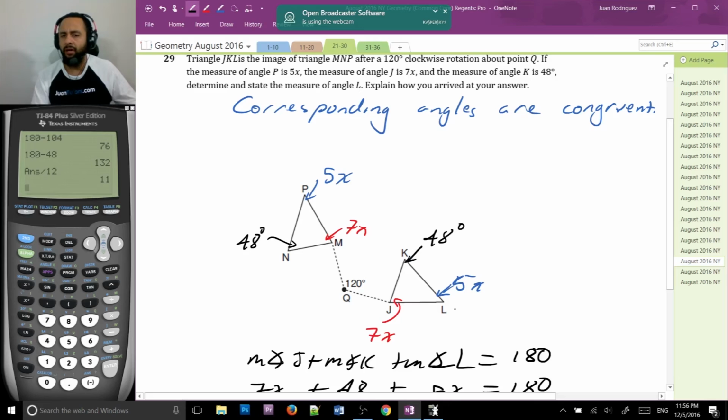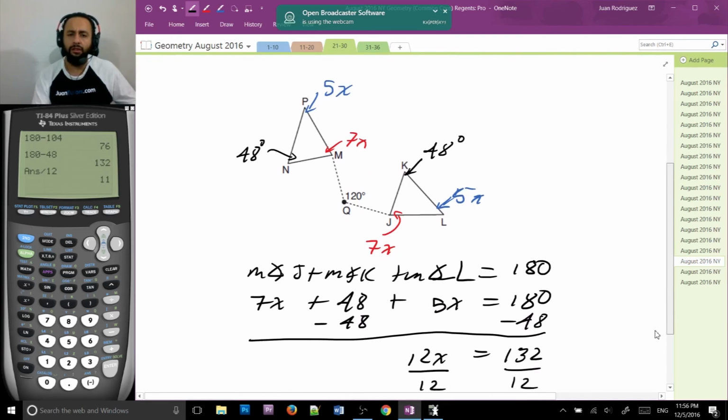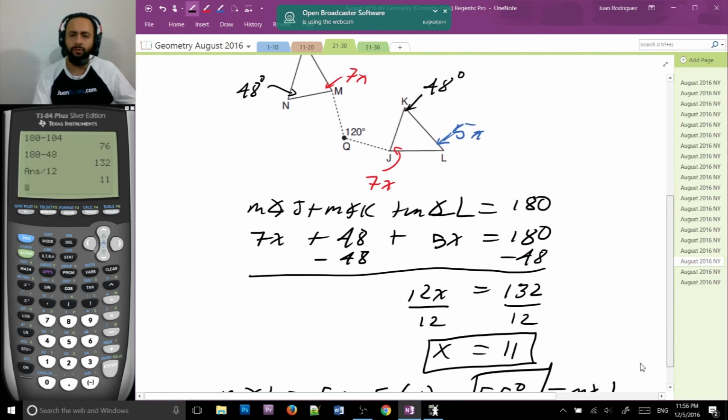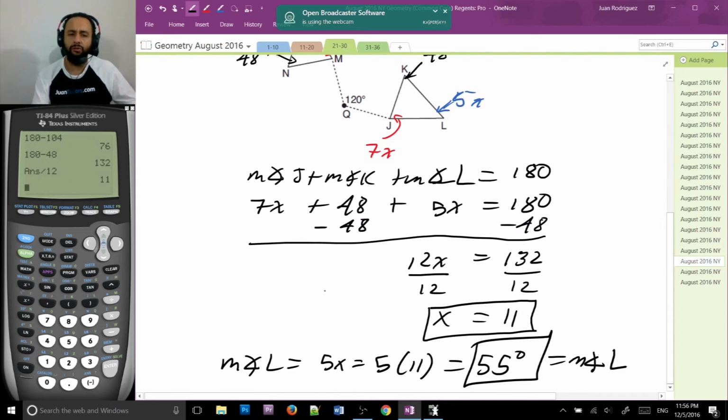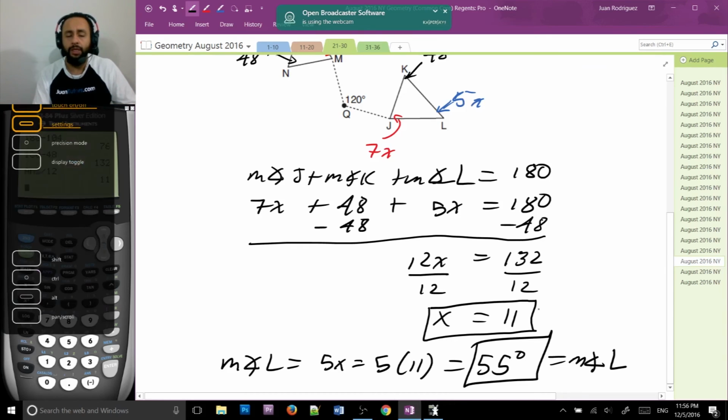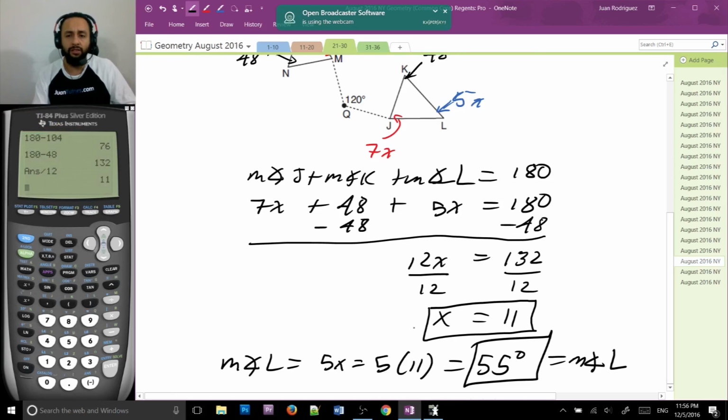Using the sum of angles formula for a triangle, we know that the measure of angle J plus the measure of angle K plus the measure of angle L is 180. We plug into that equation and we solve for x. We get x equals 11. Once we get x equals 11, we solve for the measure of angle L, which is 5x, or 5 times 11, which equals 55 degrees. You say that in words, that is 2 points. And that is the full answer that they're looking for.